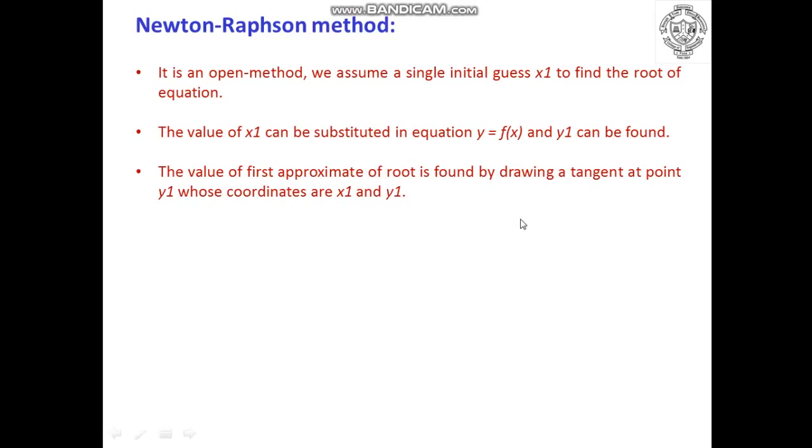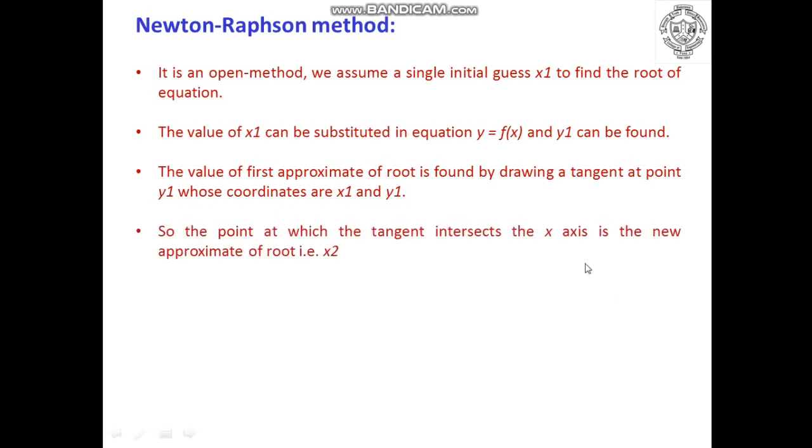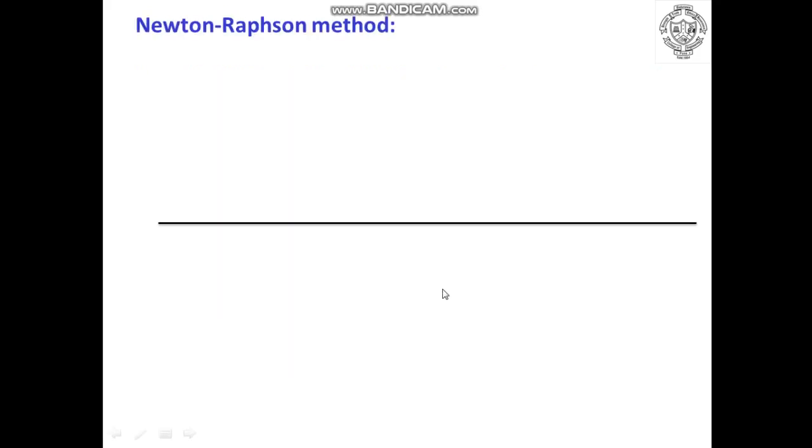The point where that tangent intersects the x-axis will be considered the new approximate root of your equation, that is x2. Then again you have to repeat the same procedure till you get the exact value of the root of the equation. Now let us try to understand this using graphics.